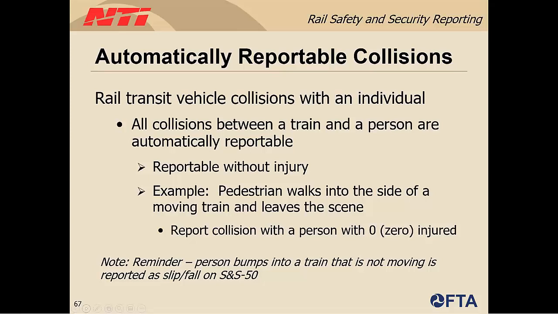Rail-to-rail vehicle collisions are also automatically reportable as a rail collision, including any configuration of 2 or more revenue or non-revenue vehicles. However, if a non-revenue vehicle collides with a person or an object, including equipment, it's still reportable as a rail collision, but the collision must meet a different, separate threshold.